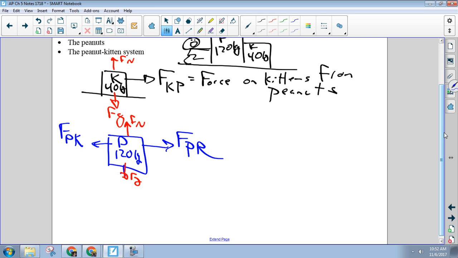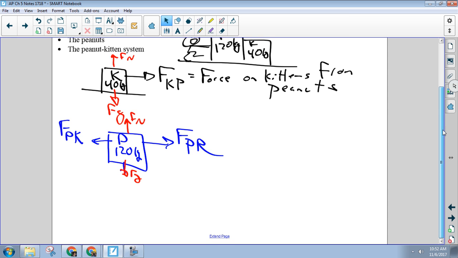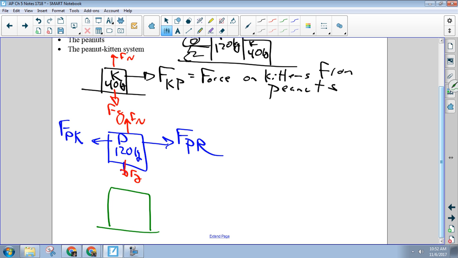All right, and then I think we've got one other thing we need to... Are we missing any forces here? That's it, right? Okay, and then finally, the system. So we'll do the system in green. So I'm going to label this as P plus K, as in I'm identifying that this is the system consisting of the peanuts and the kittens. Okay, what's the mass of the system, you guys? 160 kilograms, right? All right. And what forces are acting on it? Just the force of Roy, right?